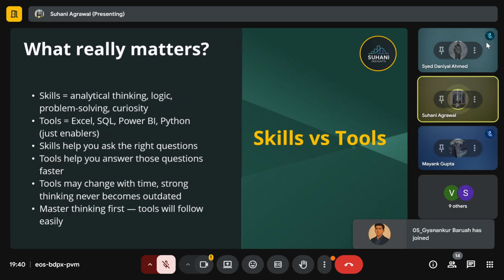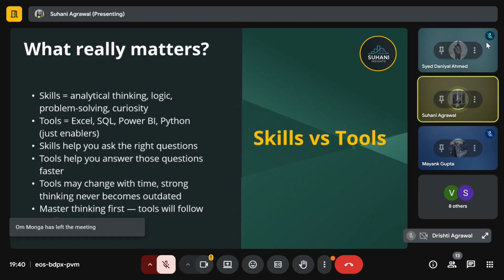Skills are analytical thinking, where you think about the data and the logic behind it, the problem solving around it, and the curiosity for the data which you have. This will help you to answer those questions. Skills will make you ask the right question from the data so that you can think first, then tools can follow easily.